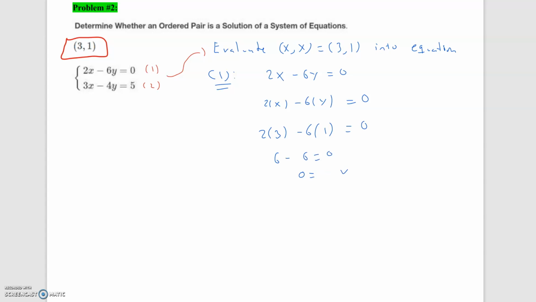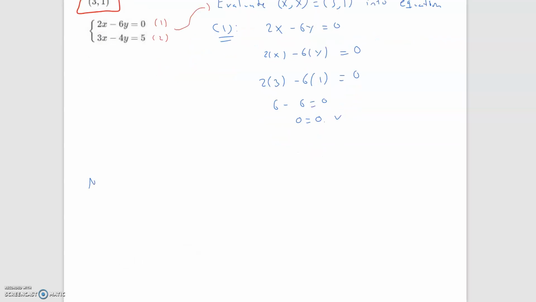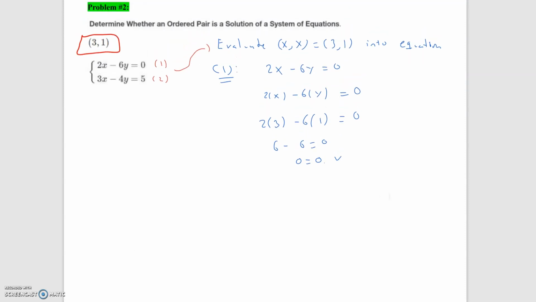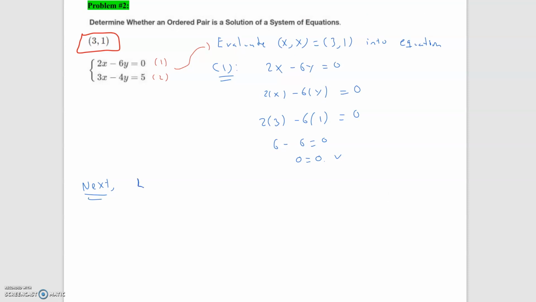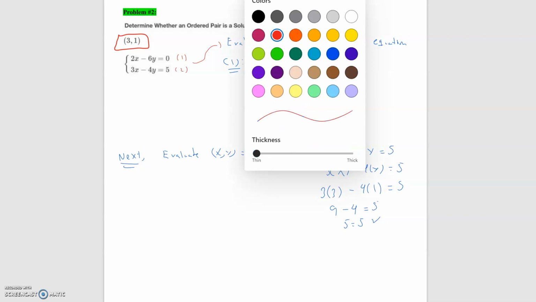So far, what we know is that the coordinate point is in one equation. You now have to check for the next one. So at this point, we cannot actually conclude that yes, it's a solution. So next, we're going to evaluate x and y, which is equal to 3, 1, into equation 2. So equation 2 reads 3x minus 4y is equal to 5, or 3 times our x value is 3 minus 4 times 1 is equal to 5, or 9 minus 4 is equal to 5, or 5 is equal to 5. It checks.